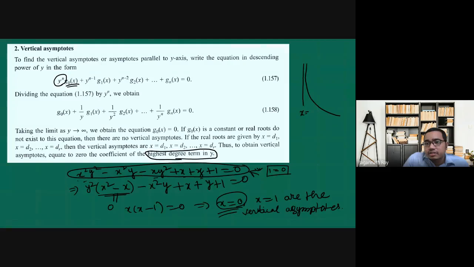Suppose this is x equals 0 and these are the y values. The distance will approach 0 as we go to infinity. So if you put x equals 0 in the given equation, it will not satisfy, because this asymptote is also a straight line. You can call it a curve; a line is also a curve. So it will not satisfy this.